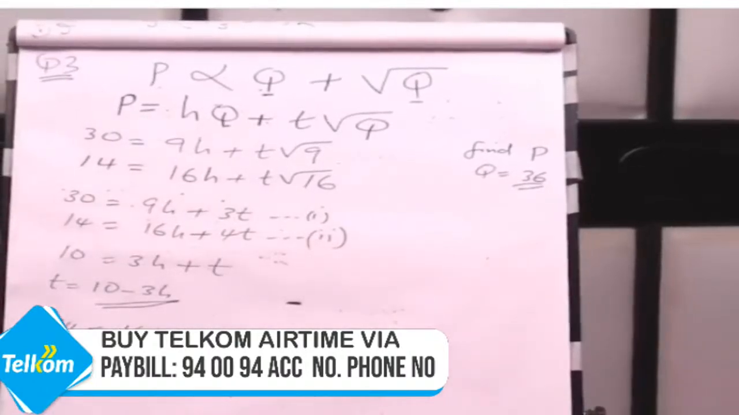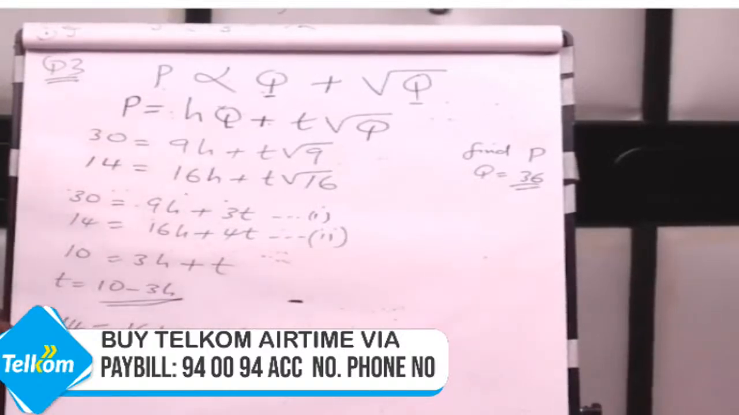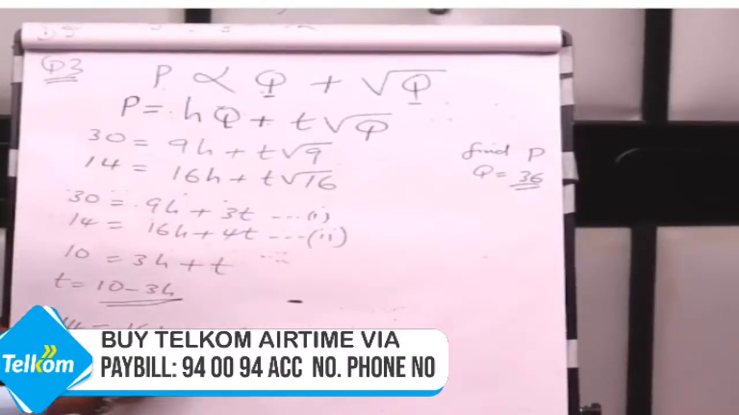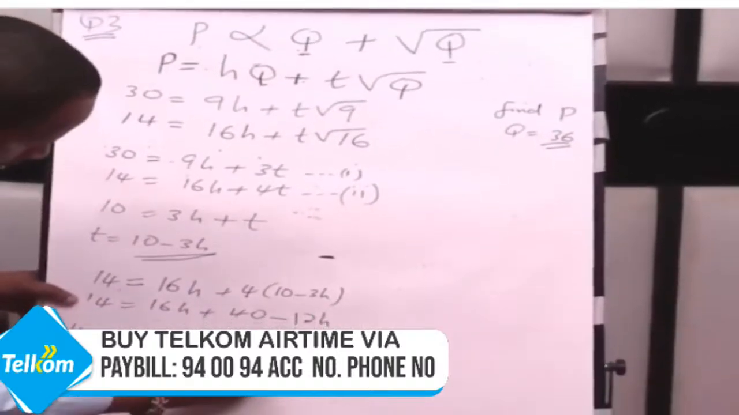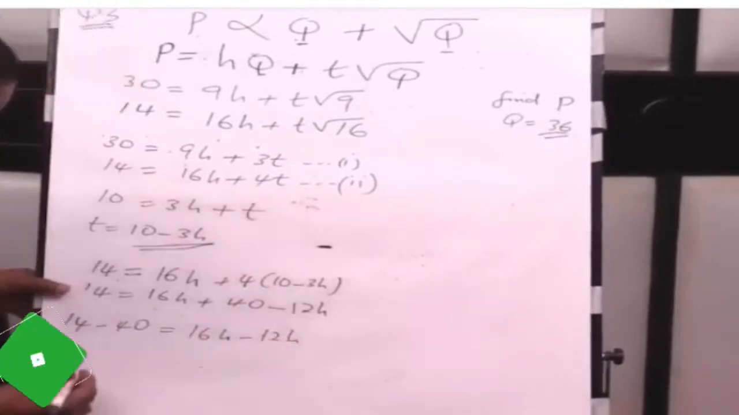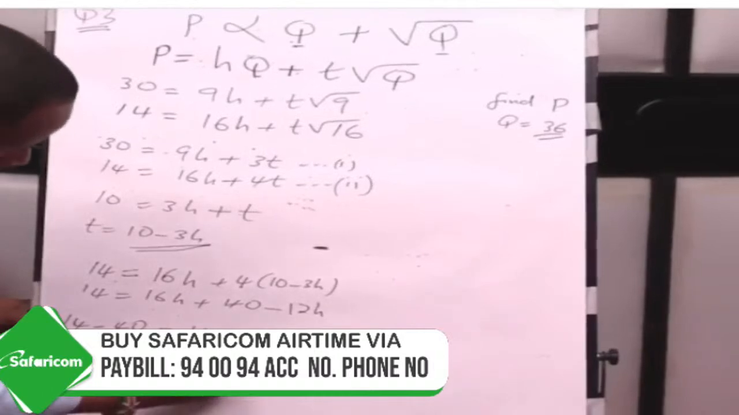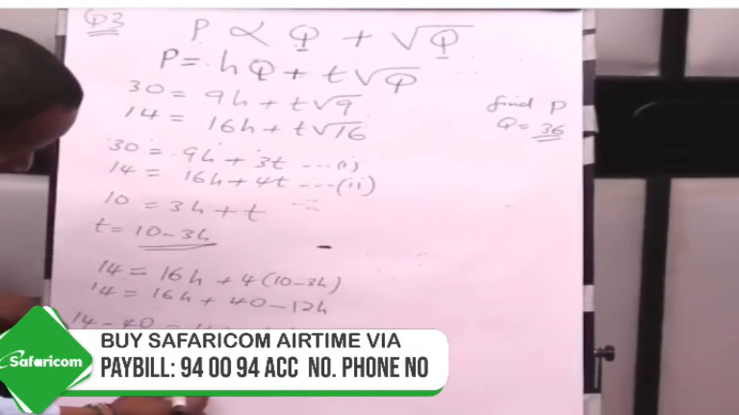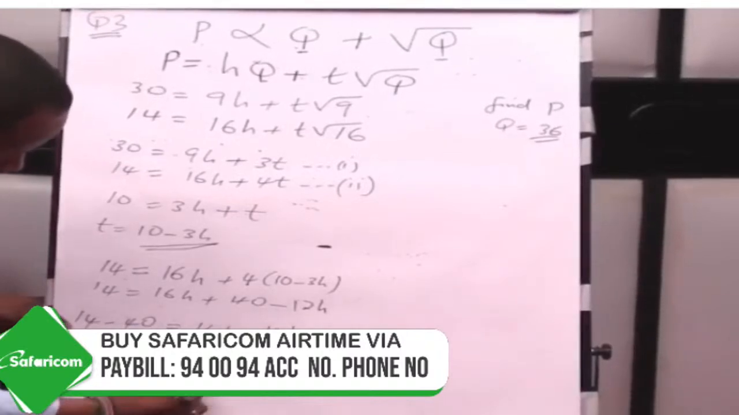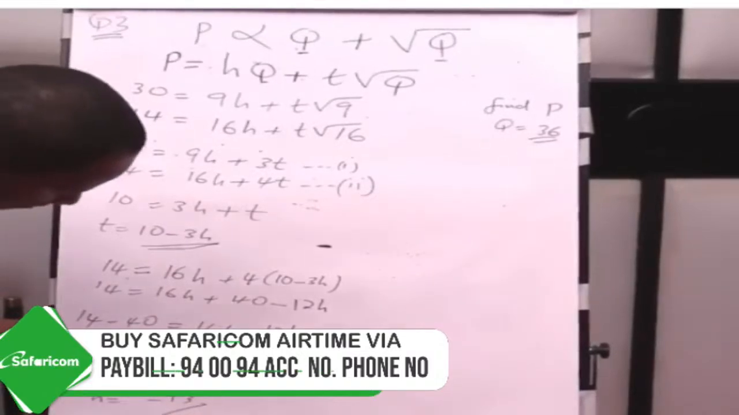You must be careful as you multiply so that you don't make any mistake. Then collect the like terms. So 14, when 40 crosses this side, becomes minus 40, equals 16H minus 12H. So 14 minus 40 is minus 26 equals 4H. Then divide both sides by 4. So H equals minus 26 over 4, which is minus 13 over 2.